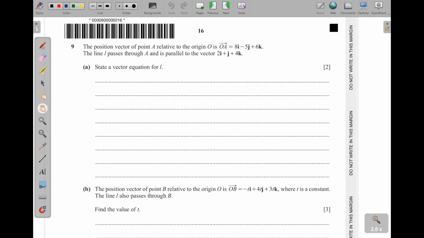Question 9, the position vector of point A relative to the origin O is OA, which is equal to 8i minus 5j plus 6k. The line L passes through A and is parallel to the vector, this one. State the vector equation of L.